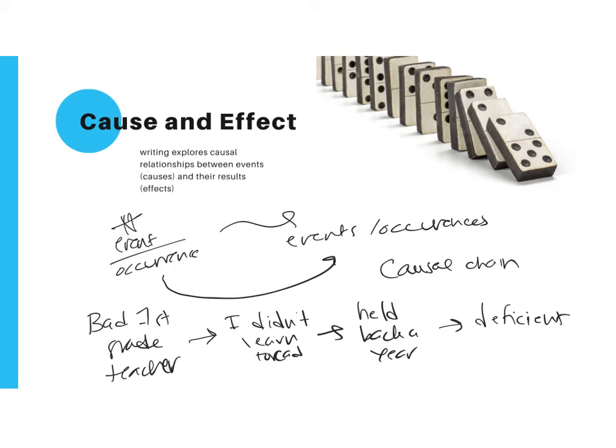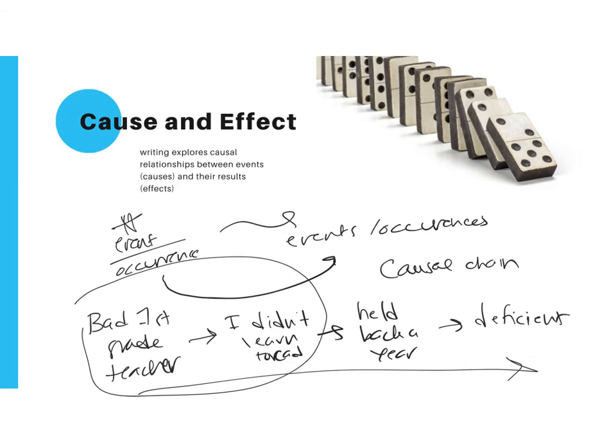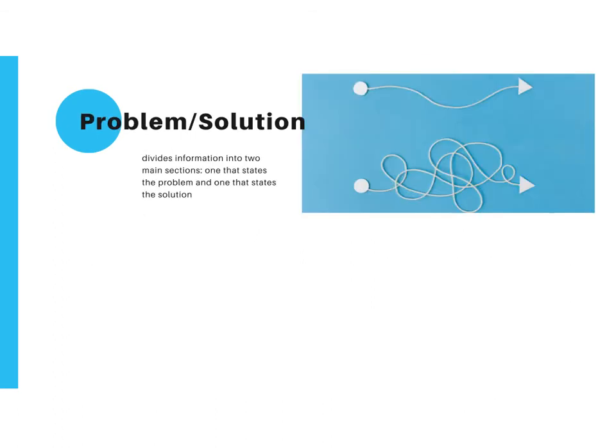That's obviously a bit of a dramatic example, but that gives you a sense of it. I had a bad first grade teacher, so I didn't learn to read would be one cause and effect, whereas this whole lineup here would be a causal chain. The problem-solution organizational pattern divides information into two main sections, one that states the problem and one that states the solution.